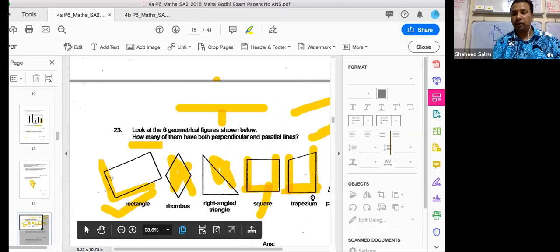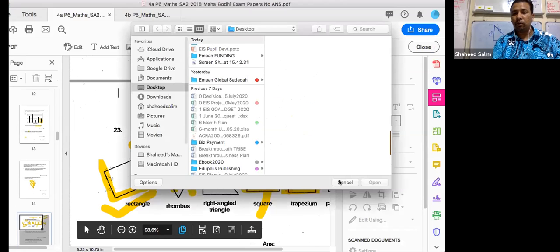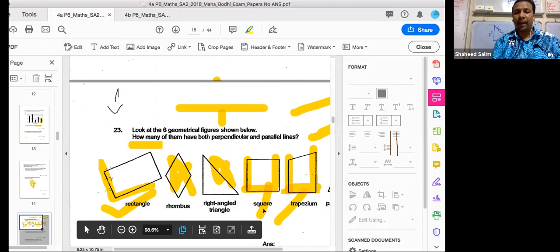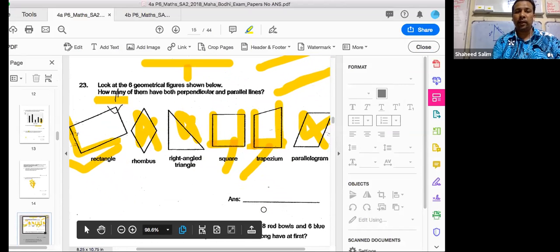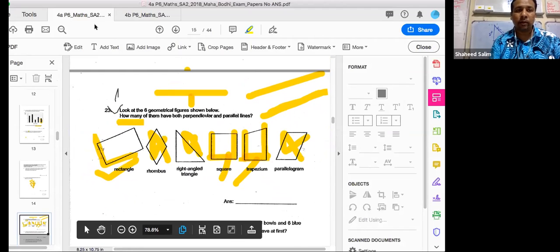Yes, down here. Do you get it? Trapezium, square, and rectangle. Okay, all right. So we go on to the next one.